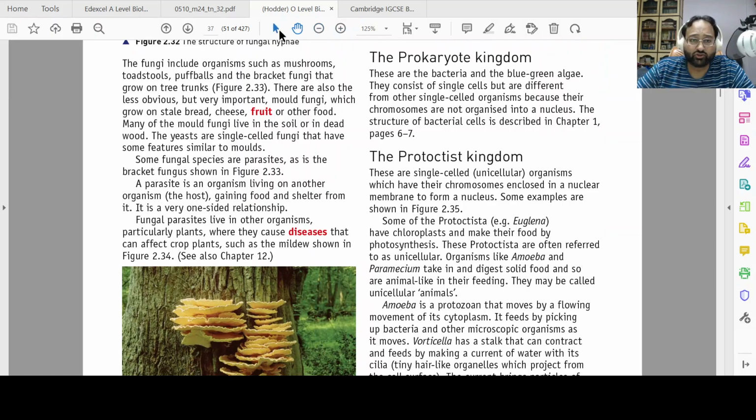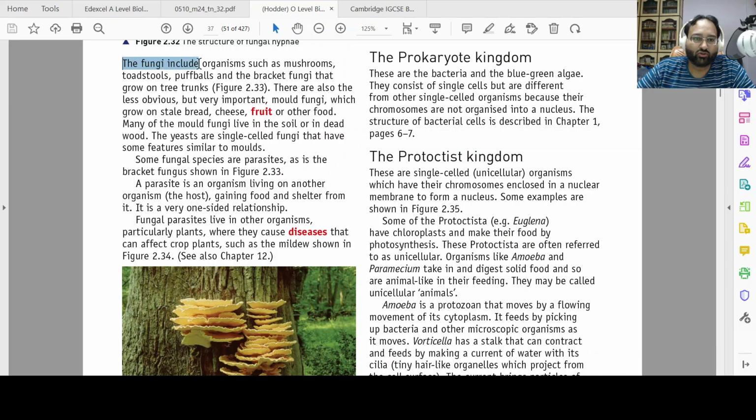If you like mushrooms, they're fungi. If you like to eat mushrooms, they're fungi. Obviously, you're not eating all sorts of mushrooms, only specific types. But in terms of classification, they're fungi.